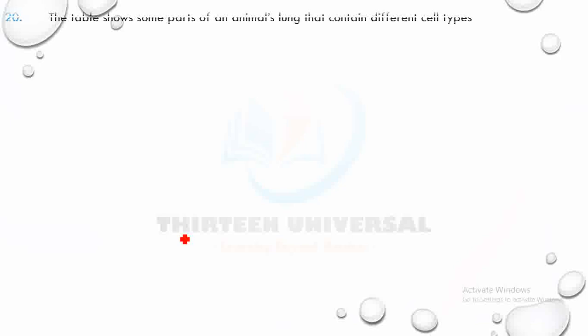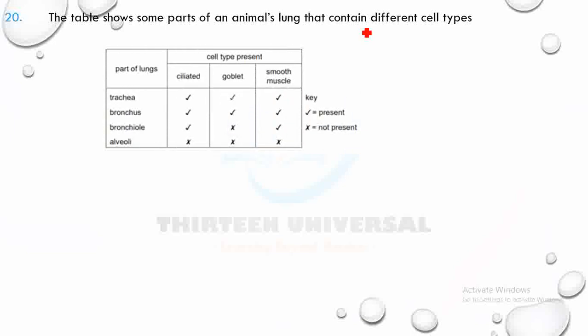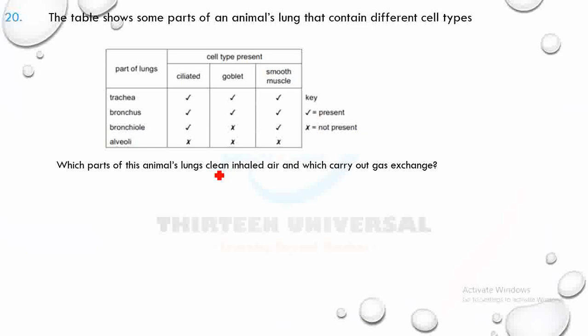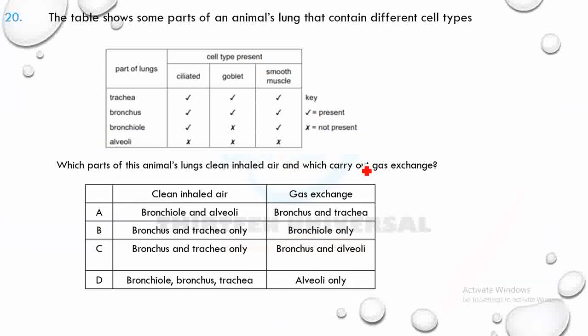Let's not waste time. The table shows some parts of an animal's lung that contain different cell types. Which parts of this animal's lungs clean inhaled air, and which carry out gas exchange? So which one cleans inhaled air? And gas exchange is only in the alveoli. If you know that it's only alveoli, so that's it. The answer is D. Don't need to waste time.